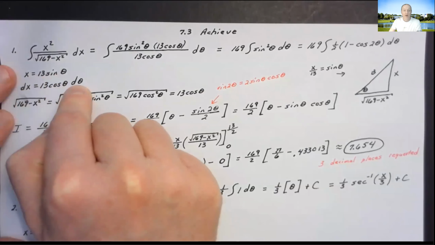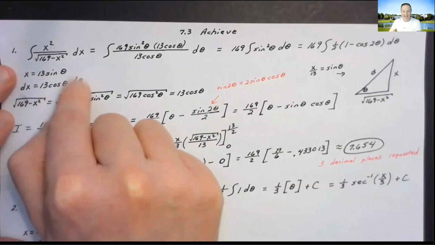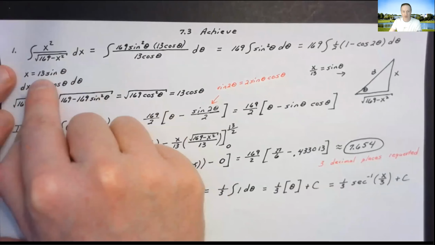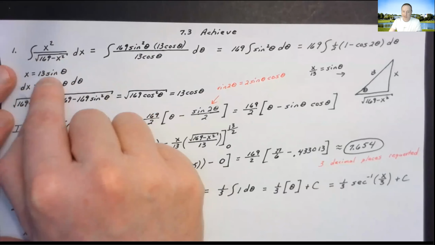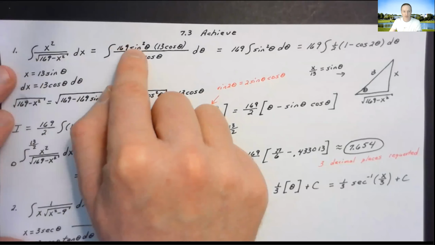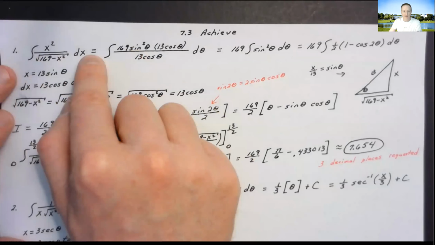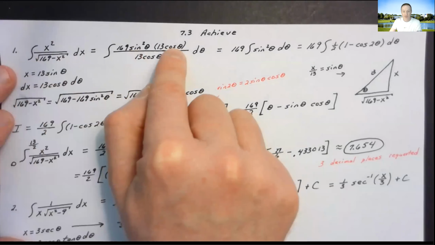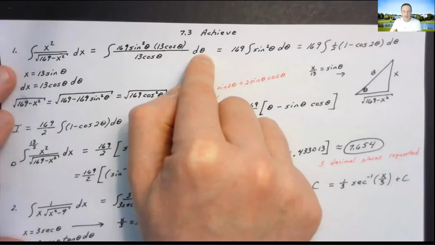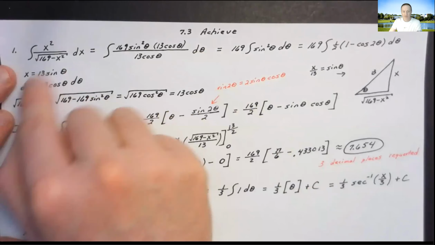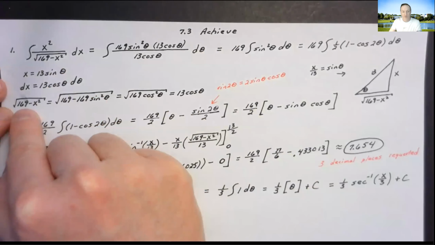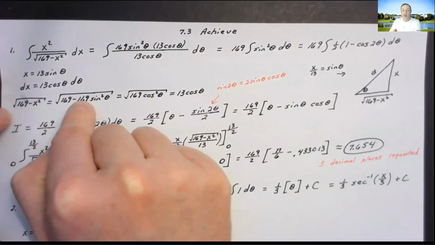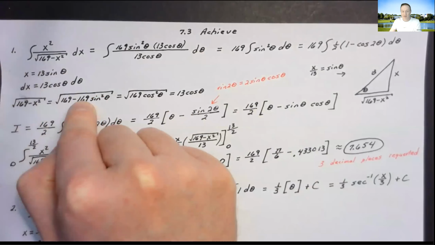Now once I get that dx substituted in here along with the x, this problem is going to work itself out. I have the x squared, which is just 169 sine squared theta, times dx. My dx is 13 cosine theta, and I left my d theta at the end. For my denominator, I've shown down here how that square root simplifies. The square root of 169 minus x squared becomes the square root of 169 minus 169 sine squared theta.